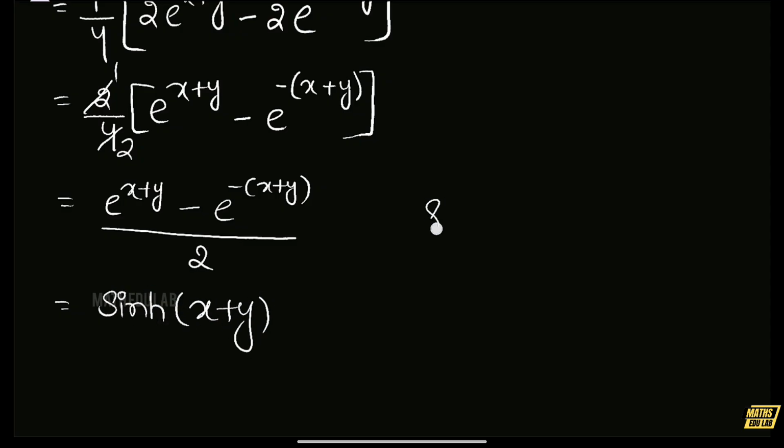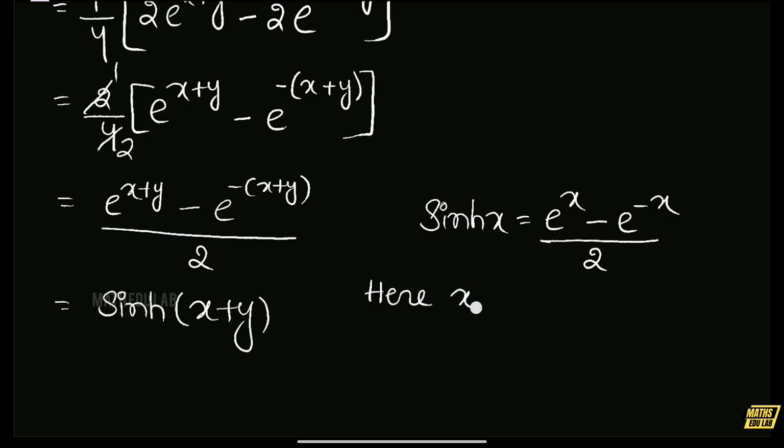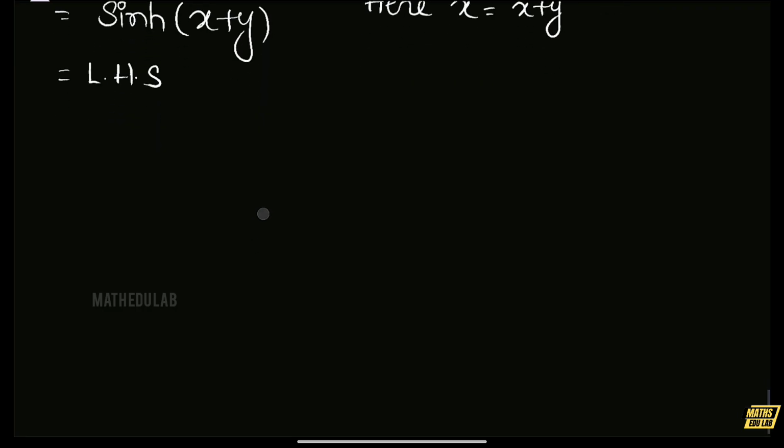As we know, sine hyperbolic x is nothing but e to the power of x minus e to the power of minus x by 2. So here we have the x value as x plus y. So we got the sine hyperbolic x plus y formula, which is equal to the LHS. Similarly, you will do the second one by yourself, which is given sine hyperbolic x minus y. You will do this one by yourself.